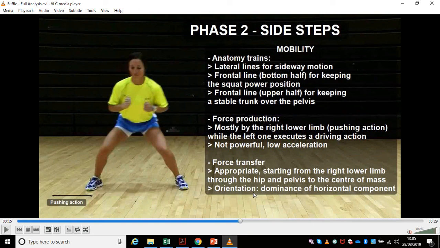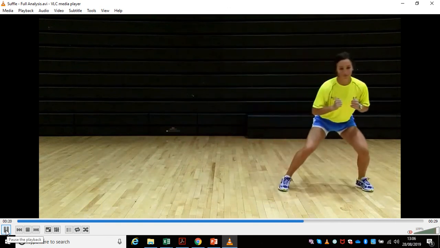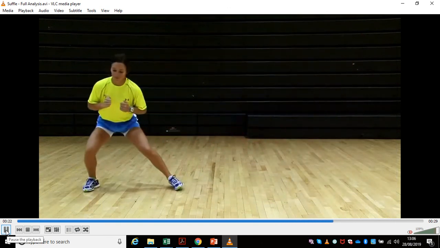In terms of orientation, if we consider the force vector, we have a dominance of horizontal forces because the main aim is to move the body sideways, and we have another component which is the vertical one, just finalized to counteract the effect of the force of gravity. Moving forward to the next and last phase, we have the change of direction.